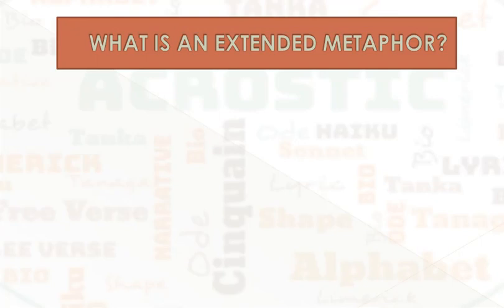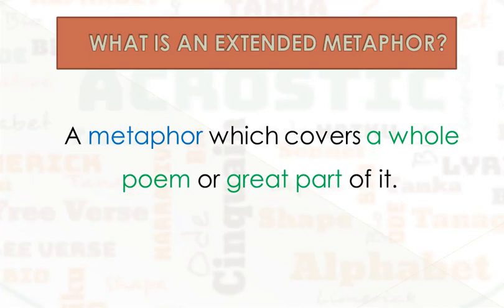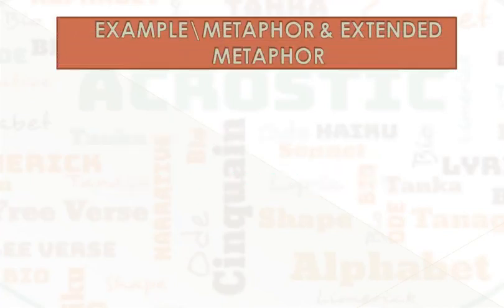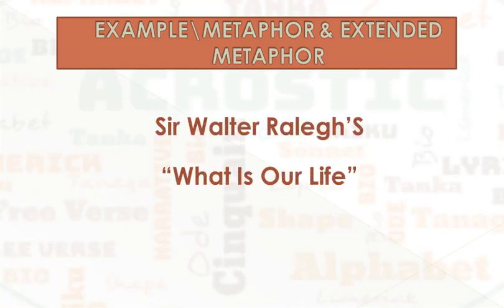Also, in addition to metaphor, we have an extended metaphor. So what is an extended metaphor? Well, it is a metaphor which covers a whole poem or a great part of it. And this is what we will see in our literary example, which is the poem What is Our Life? So a vivid example for metaphor and extended metaphor is Sir Walter Raleigh's poem What is Our Life?